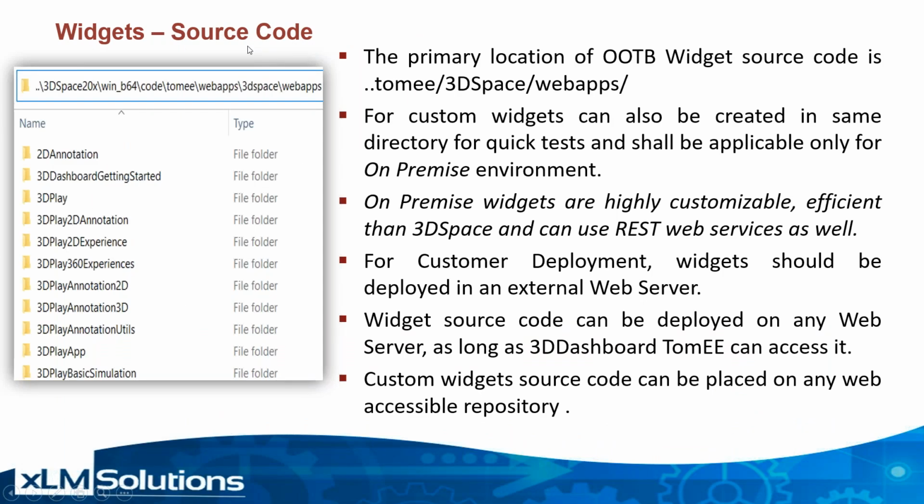What about the source code? Source code would be kept in a repository where we have 3DSpace installed, and the 3DSpace Tomcat is there, with 3DSpace and webapps. Within the webapps, we prefer to keep our new folder. These are on the left side. I show you the OTP widgets which are there. Custom widgets can be created in the same manner, and for the on-premises environment and quick tests, you can keep the folder here by building a new folder.